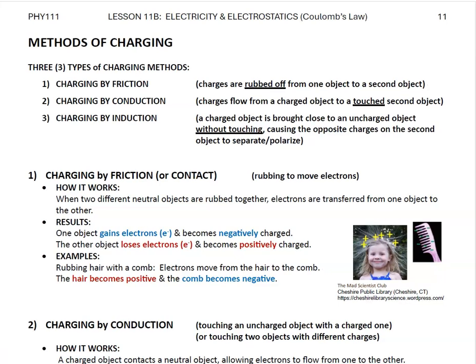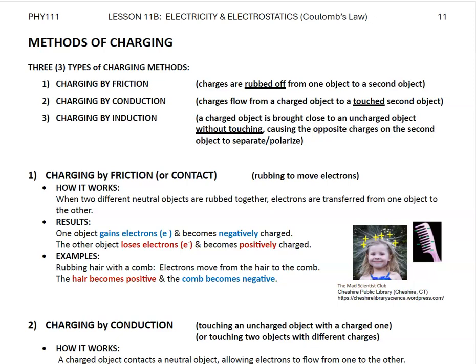Okay, what do we mean by methods of charging? Methods of charging refers to taking an object that is neutral in charge, in other words, no net charge. It can have lots of positives and lots of negatives, but they balance each other out and there's no total charge. There's no net charge on the object. And methods of charging refers to taking that object and putting a net positive or negative charge on it.